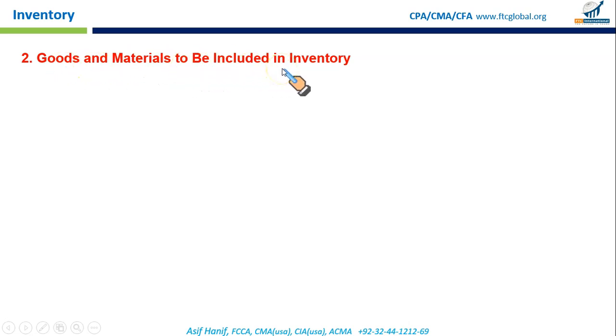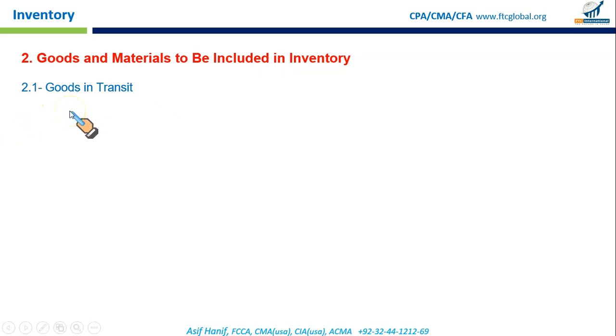Goods and materials to be included in inventory. First of all, you need to be very clear. Whatever you see in your warehouse might be included as part of your inventory. But there are certain items which are not in the warehouse, but they need to be included. In general, goods and materials in which a company holds legal title should be included in its inventory. That's a simple idea. Legal title often passes along with the possession of goods, but there are certain special cases that we need to see. Let us see these one by one.